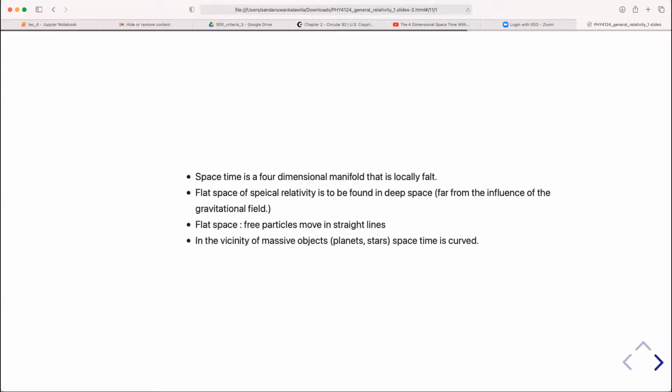these kinds of flat surfaces can be found in deep space. That means far from the influence of the gravitational field, because when you have gravity, it curves the space-time, right? But if you can go to deep space, where you can avoid the influence of the gravitational field, then you can have these kinds of flat spaces, right? Which you have already talked about in the special theory of relativity, right? And in a flat space, as I told you before, free particles can move in straight lines, and in the vicinity of massive objects, space-time is curved again.